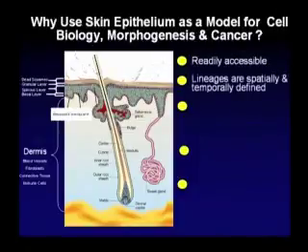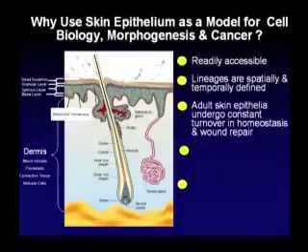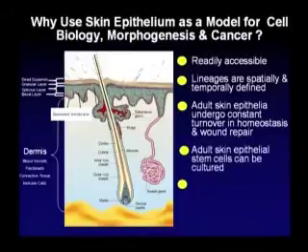We use skin as a model system for studying cell biology, morphogenesis, and cancer because it's readily accessible, and its lineages are spatially and temporally well defined. Adult skin epithelia undergo constant turnover and wound repair every 4 weeks. You've got a brand new epidermis to your body surface.